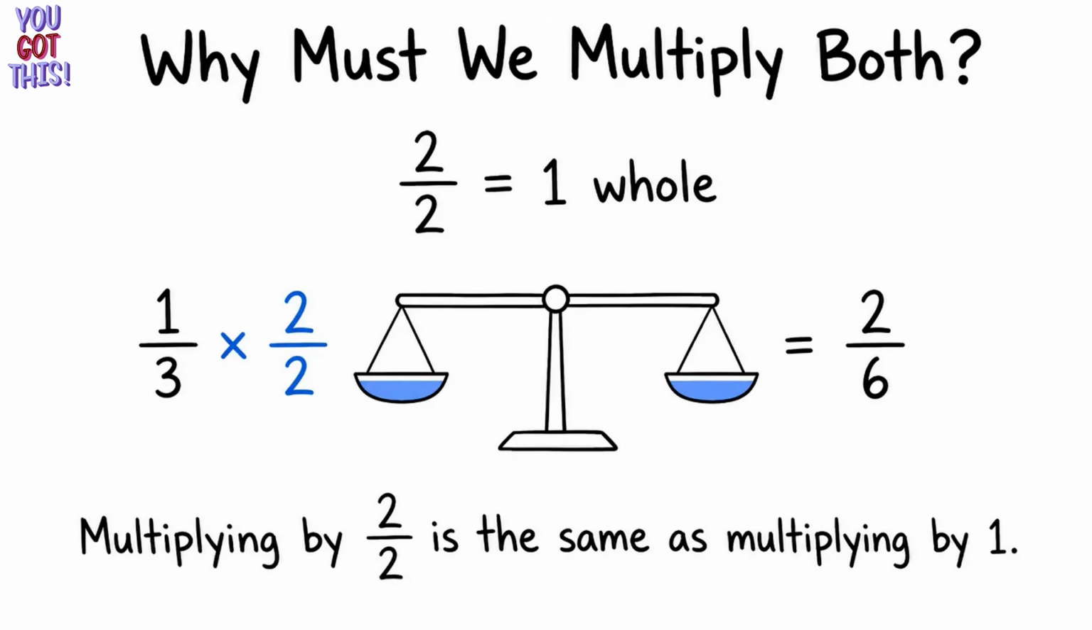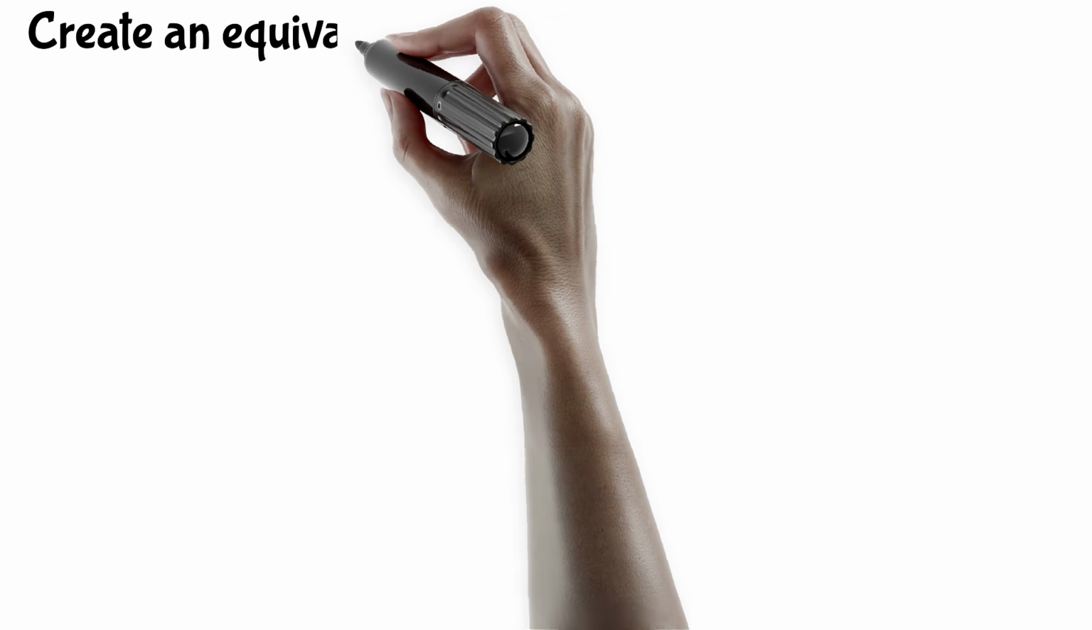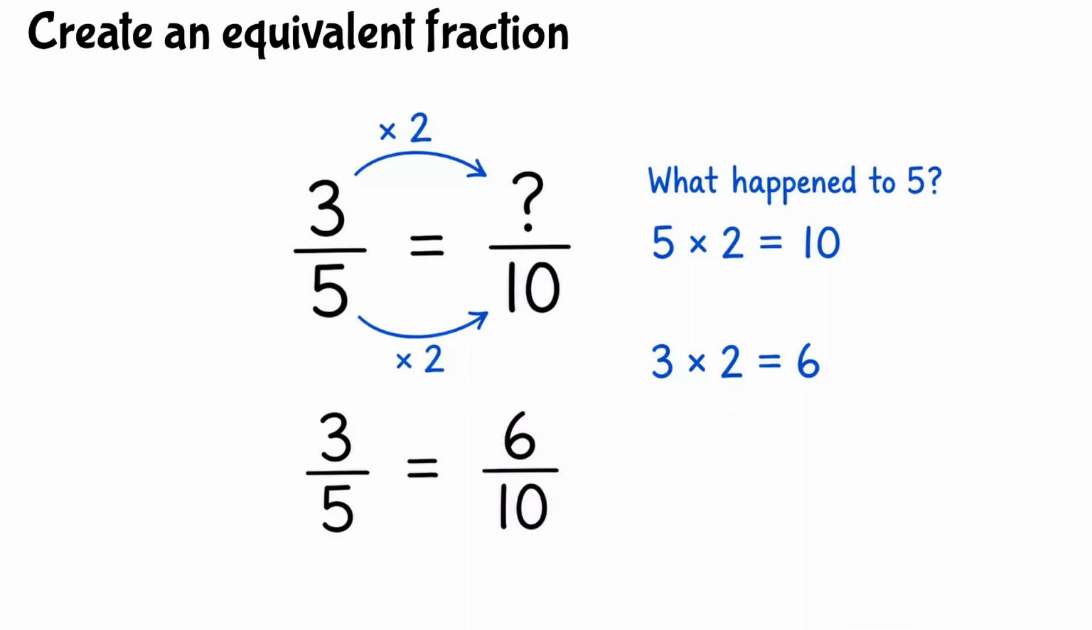Multiplying a number by 1 doesn't change its value. That's why the fraction keeps the same value, even though its numerator and denominator change. Let's find the missing numerator. We have 3/5, and we want an equivalent fraction with a denominator of 10.